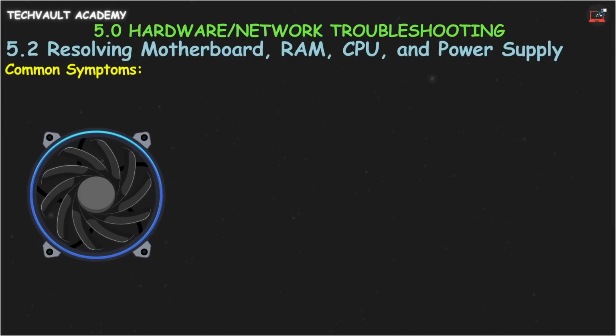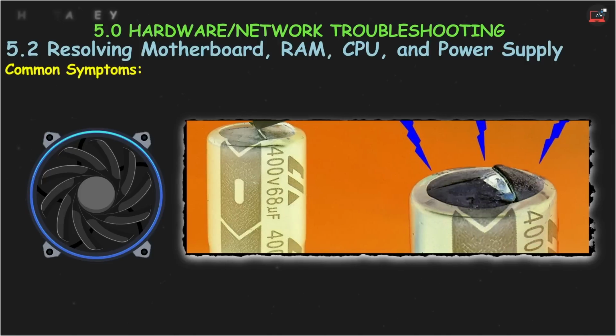Grinding noise. Unusual grinding noises may originate from a failing fan on the CPU or power supply. Capacitor swelling. The tops of capacitors on the motherboard may appear bulging or swollen, indicating a failing component. Inaccurate system date and time. A constantly resetting date and time can sometimes point to a failing CMOS battery on the motherboard.